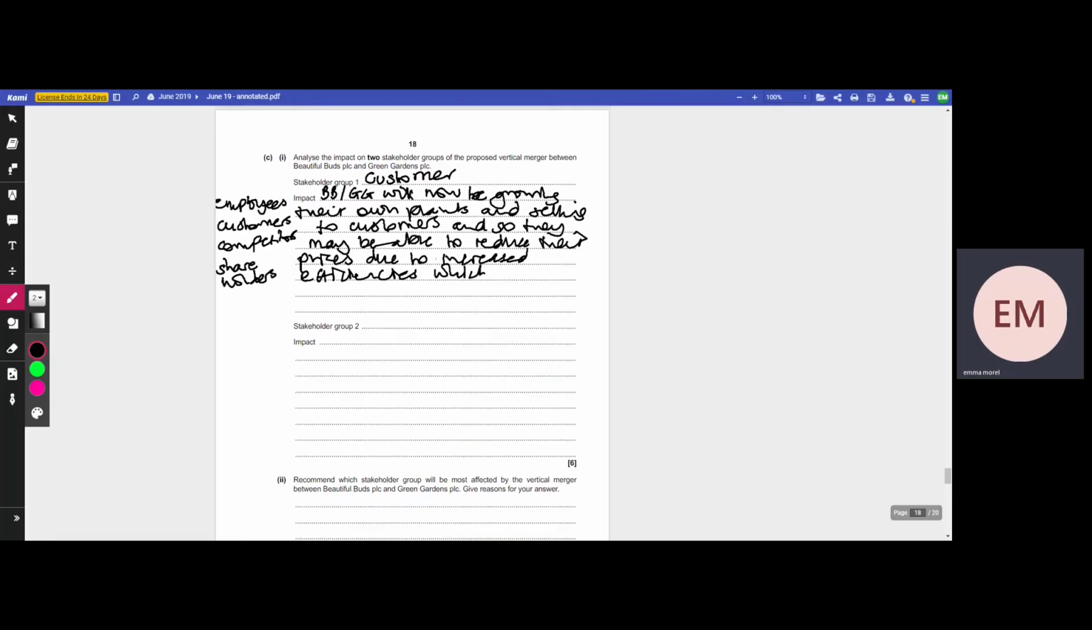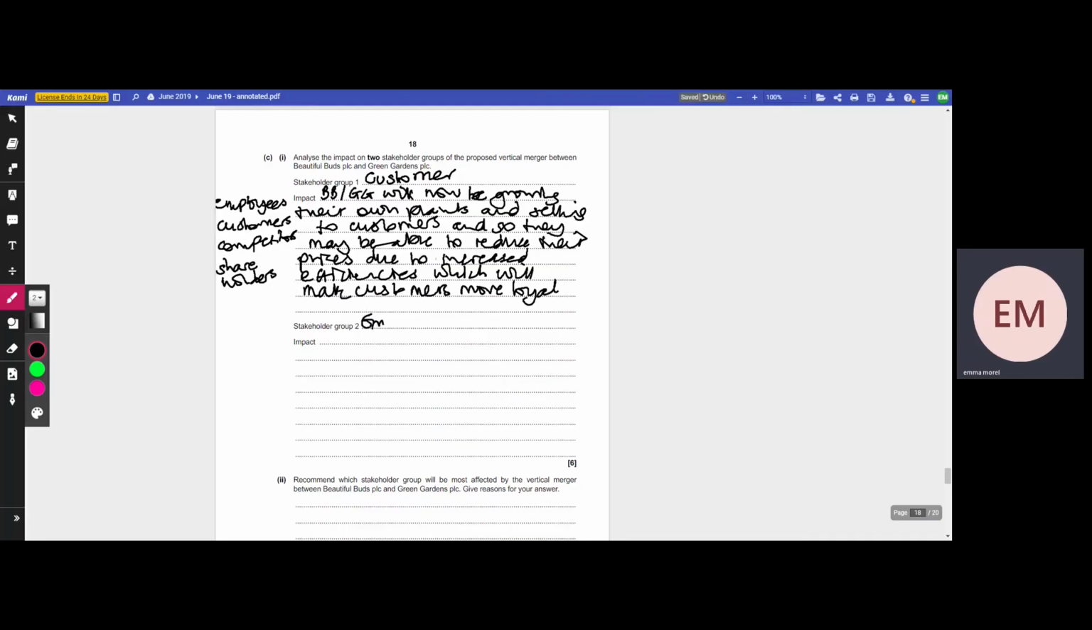which will make customers more loyal. So if they're getting cheaper prices, then the customers are going to come back. They're going to like that. I can't think of any customers that wouldn't like a lower price.